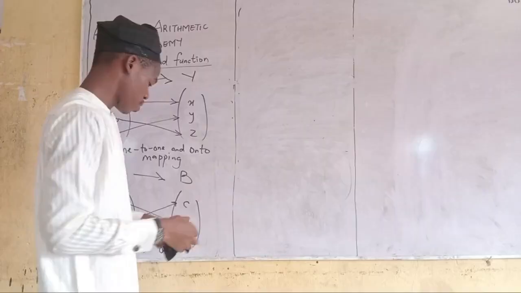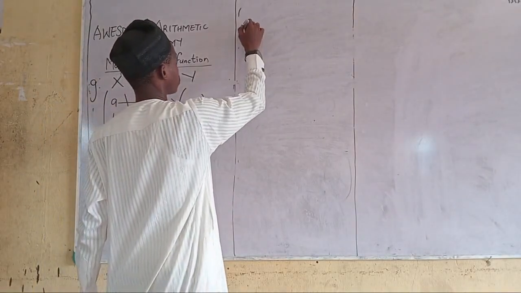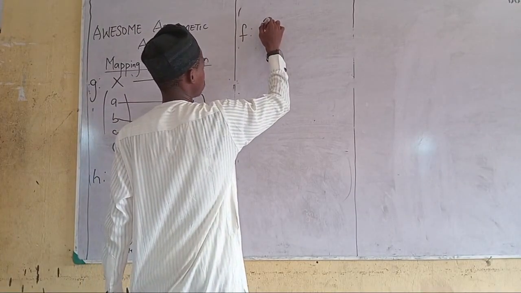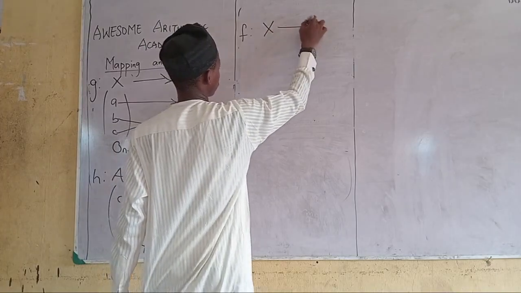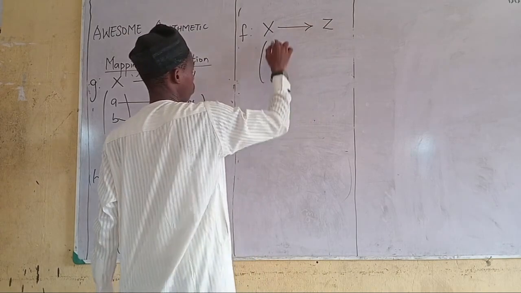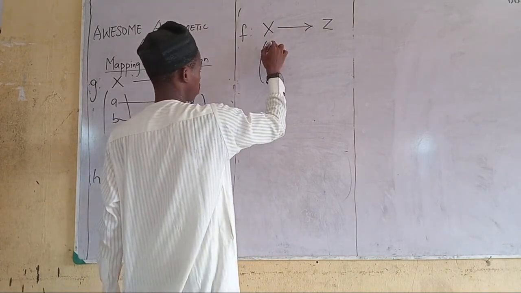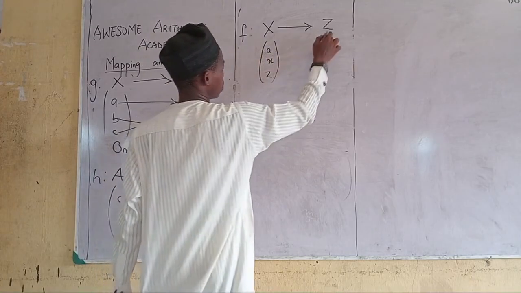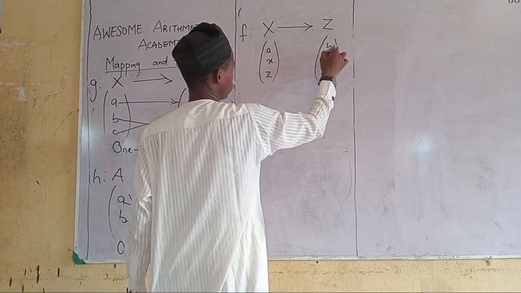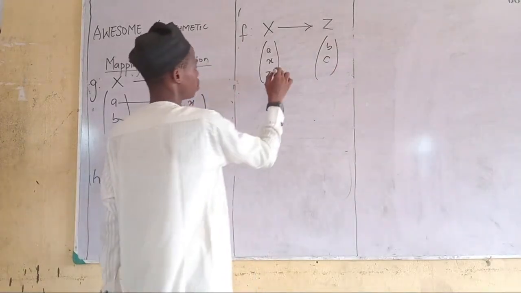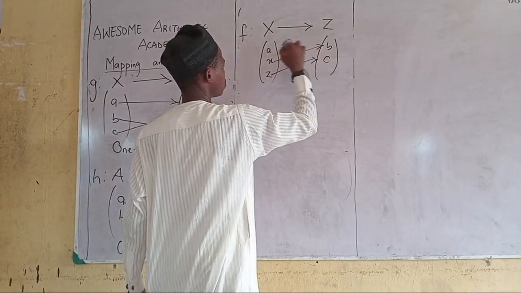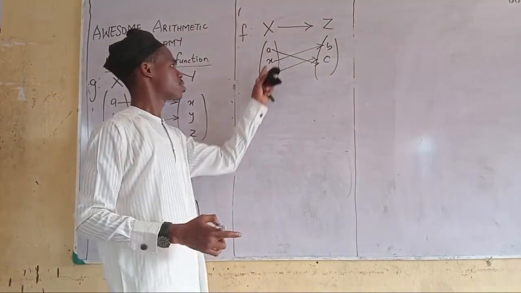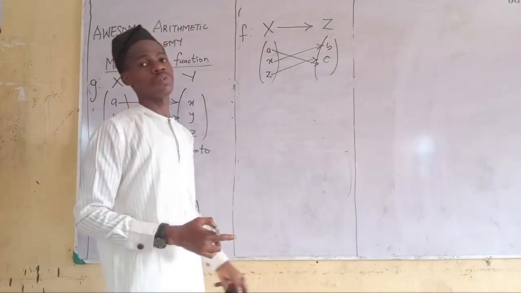So now let's look at the third example, which will be the last one to explain this. When I have a function f which assigns an element of x to an element in z, where the elements under x are a, x, z, and the elements under y are b and c. So if z maps to c, x maps to b, and a maps to c, is this a mapping? Yes, because none of the elements here is attached to two elements here.